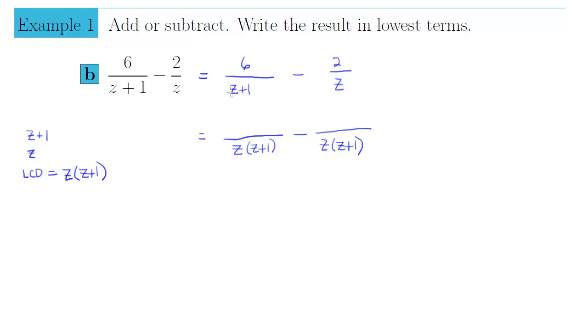Well, we're starting with z plus 1. And what is it that's missing? What factor is missing? The missing factor is z. I need to multiply z plus 1 times z in the first rational expression. And whatever we do to the denominator, we have to do to the numerator. That means my new numerator is 6 times z, or simply 6z.